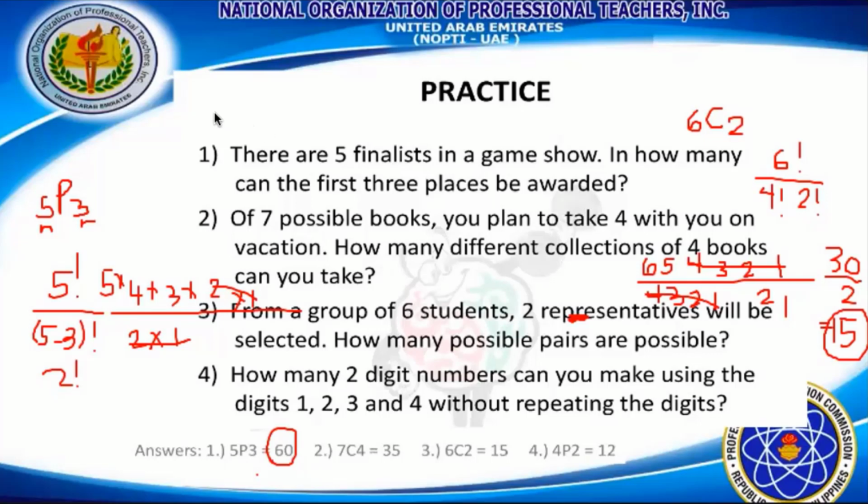Sa akin, ang pag-ano ko dito is permutation, that's number 2. It's 7 and 4. So, 7 combination 4. Yung 7, ito yung factorial sa taas. Pag combination kasi, 7 minus 4 is 3 factorial, times itong 4 na R, 4 factorial.